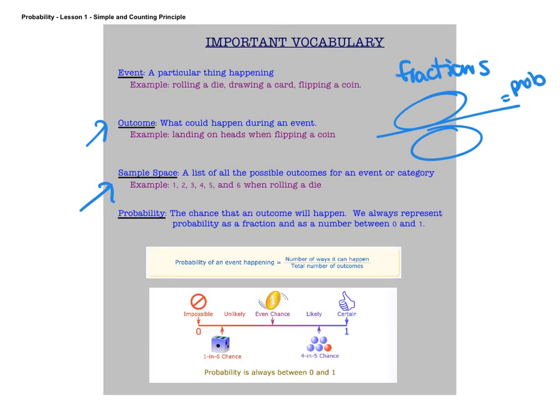Okay, probability is always positive. It's always between 0 and 1. It's never negative. So we're going to try some of these simple probabilities.